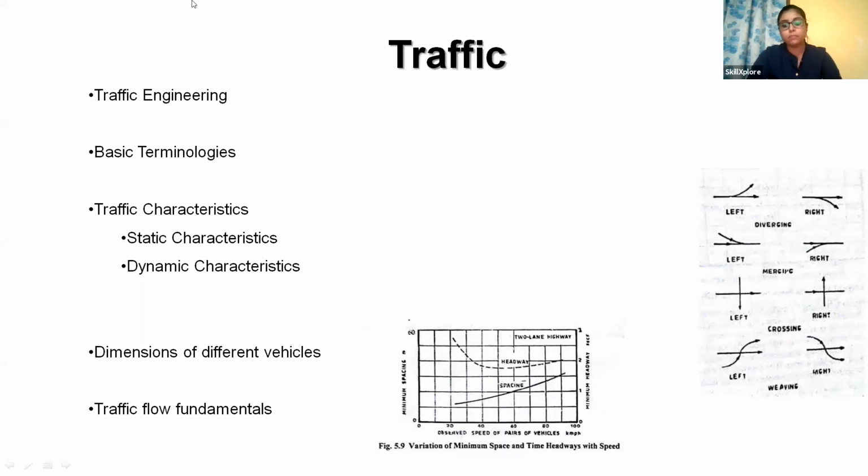Traffic volume means the number of vehicles moving in a specified direction on a given lane or roadway that pass a given point or cross section during a specified unit of time. Just that: a number of vehicles passing a particular point in a specified unit of time. That is known as traffic volume.